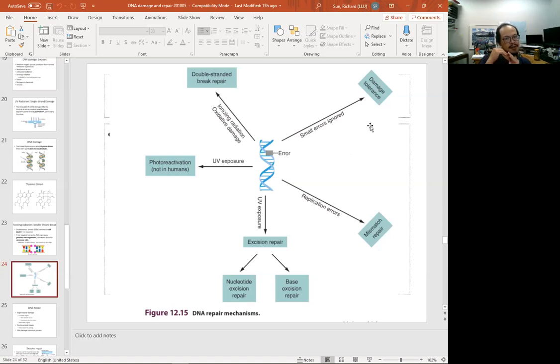This is another way: when the DNA polymerase sees a damaged piece of nucleotide, we can skip it and still build a normal looking replication. So that's one way of doing that. And we can have double strand repair. Basically, we just join these two broken pieces together. So that's that.